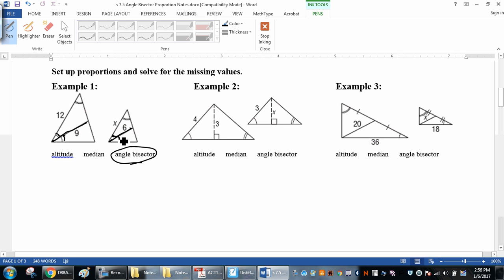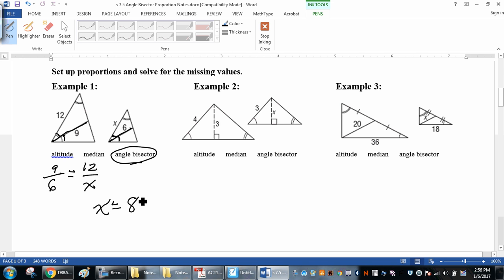So look at what we know. All we have to do then is take our angle bisectors, 9 over the angle bisector of the small triangle equals 12 over the corresponding side of the small triangle. That's it. Okay, super easy. If you got the hang of setting up these proportions with the corresponding sides, that's all there is to do. You cross multiply and solve. We get x equals 8.